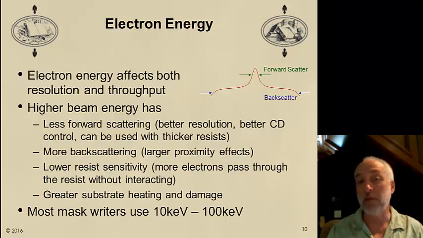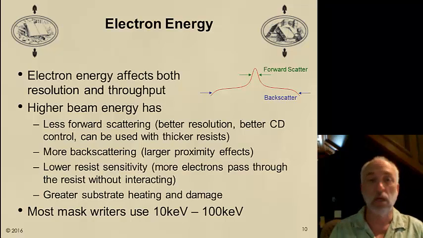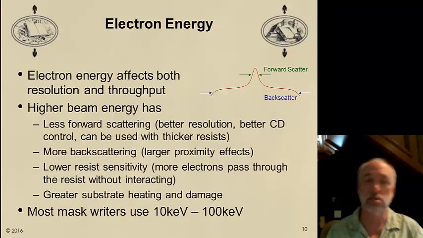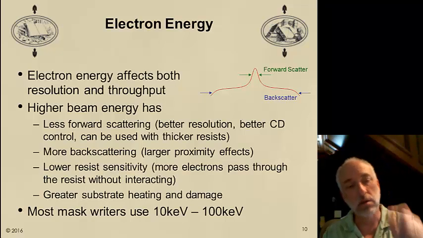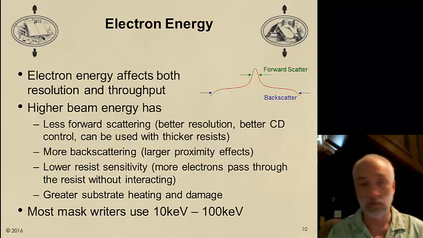If I go to higher beam energy, I have less forward scattering, therefore a smaller spot size in the forward scatter sense inside the photoresist. That results in better resolution, better CD control. I can use it with a thicker resist because it doesn't spread out as much, and so it maintains its shape through thicker resists. But that higher beam energy has more backscattering. Now the backscattering impacts proximity effects, how one feature affects its nearest neighbors. And we have to correct for these proximity effects, and that becomes more difficult at the higher beam energies. But in general, higher beam energy is going to give you better resolution.